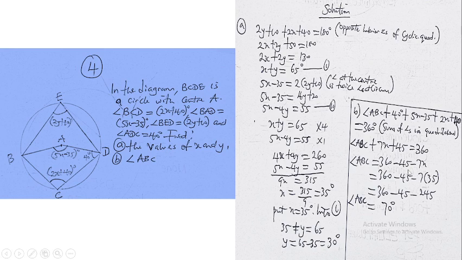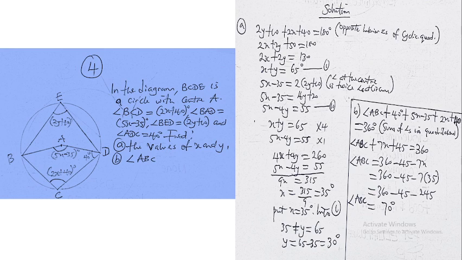So which will give us angle ABC. So 360 minus 45 minus 7 times what's our x? Our x here is 35. Simply put that there. So we have 360 minus 45 minus 245. When you multiply this and sum everything together, that means your angle ABC is 70 degrees. So this angle ABC here is 70 degrees, and that is the solution to question number 4. That is also 8 marks.